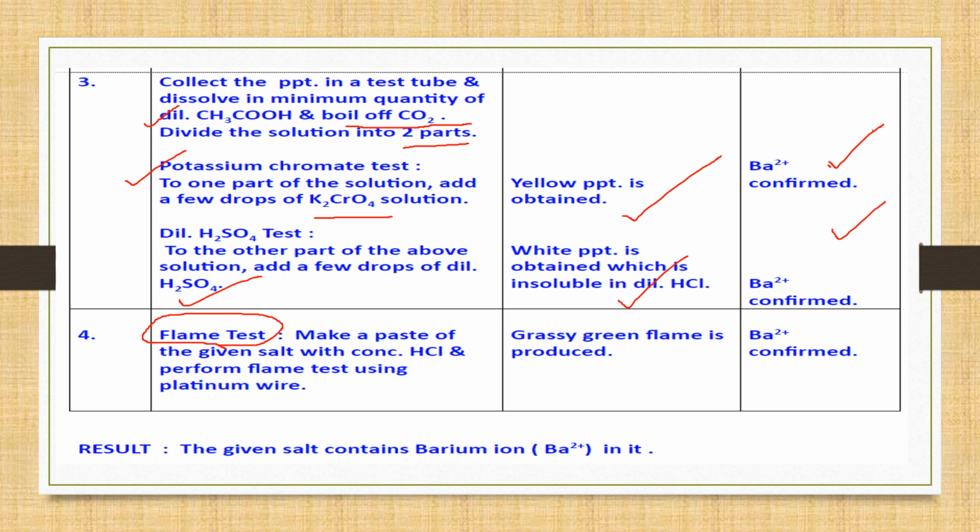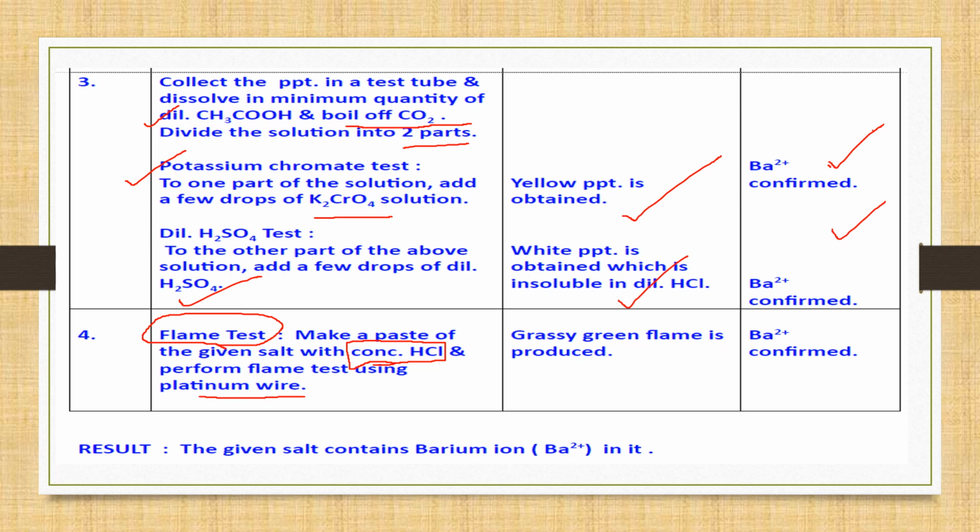For that we need a paste of the given salt in concentrated HCl specifically. The reason behind this is that it is going to give me the chloride of that particular cation, which are volatile. And for carrying out flame test, you need something which converts to vapors quickly so that you can see the characteristic color properly. And then you make use of platinum wire. The reason for platinum wire is it is not a reactive metal, it is a noble metal, so we don't want anything to interfere with the test.